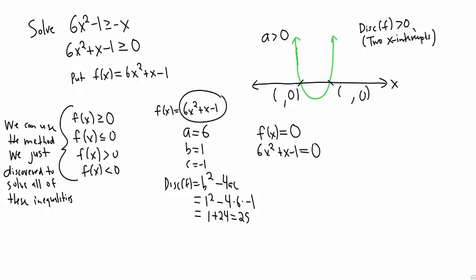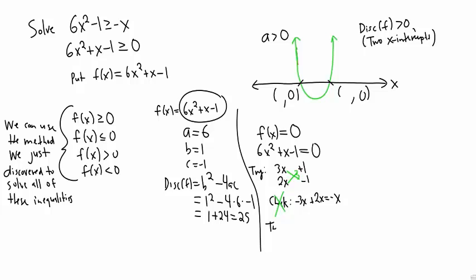So let's try to solve this by factoring. Does 6x squared plus x plus 1 factor, or is it prime? Let's try (3x plus 1)(2x minus 1). We have to check. Here we get minus 3x plus 2x, which is minus x. We want positive x, so this does not check.